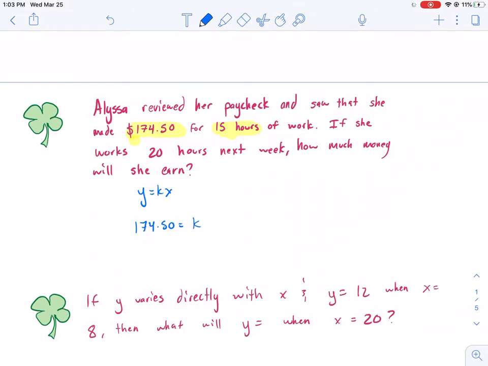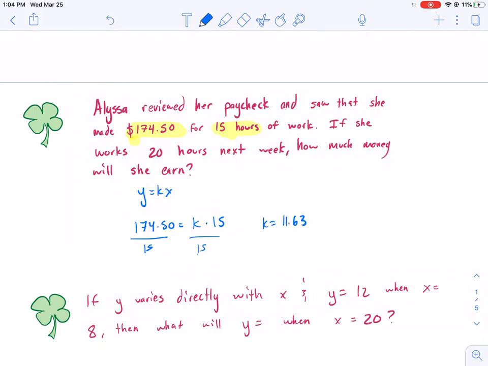Now, the one thing we do not know is the constant of variation. How much does she make per hour? But we can find that easily by dividing both sides by 15, once we put 15 in for x and 174.50 in for y. That leads us to, it's going to be around $11, I think. So we do 174.50 divided by 15. That gives us k equals 11.63.